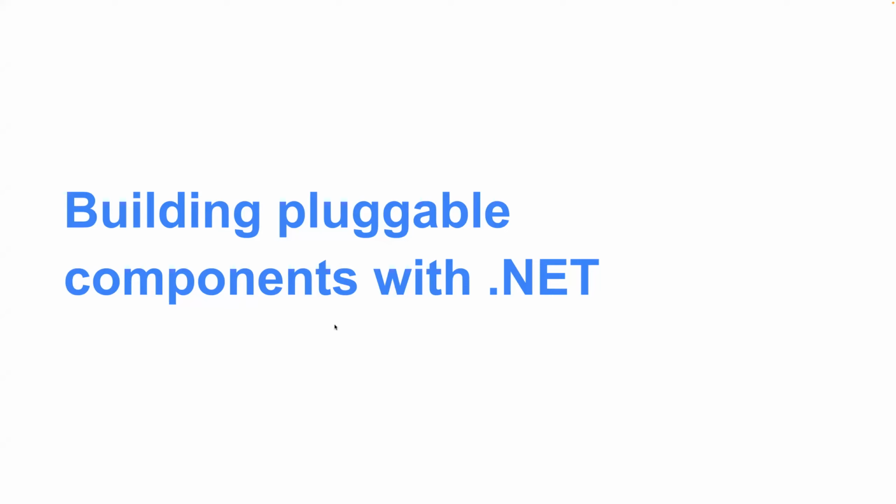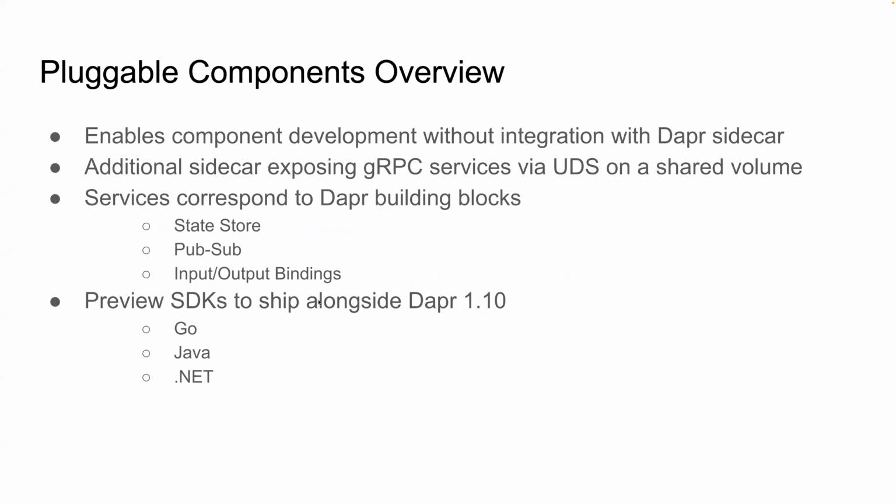So pluggable components has been covered in previous sessions, as Mark mentioned. For those that aren't that familiar with pluggable components, I'll just give a super brief overview. Pluggable components are the idea that Dapr wants to enable component development without necessarily having to integrate with the Dapr sidecar. Currently, all of the components are built into the Dapr sidecar. That means two things, at least.